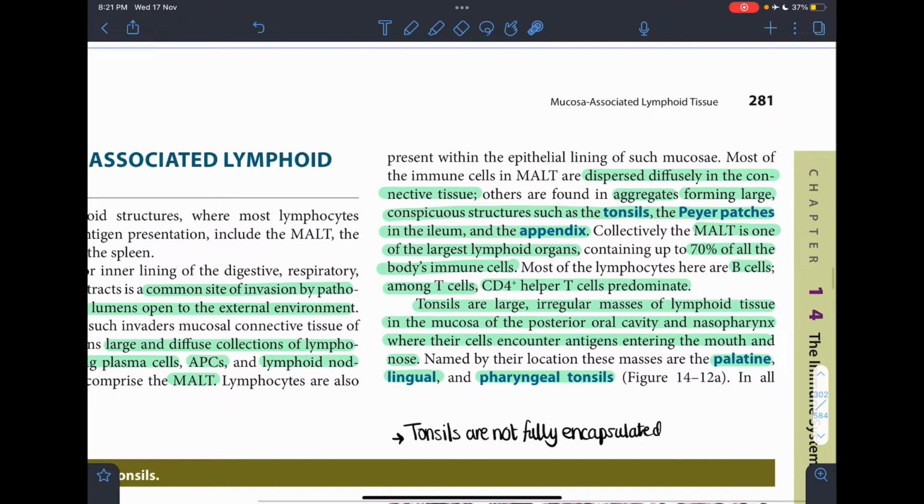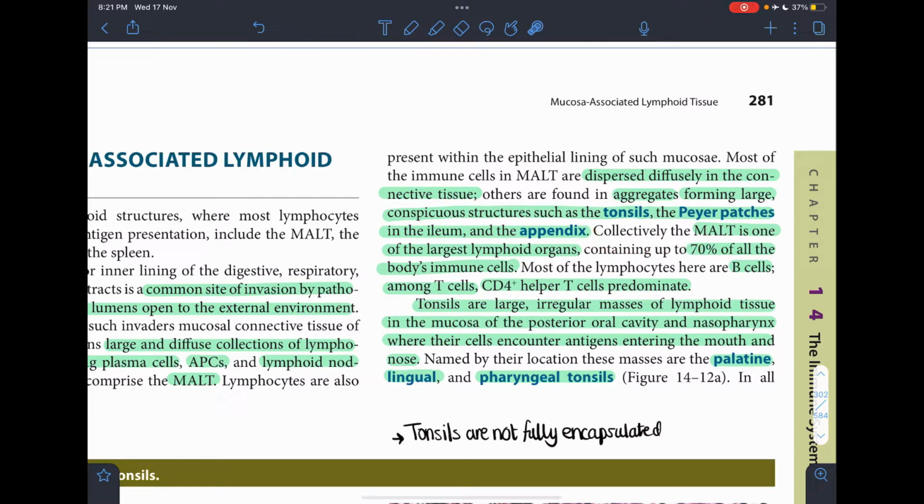Lymphocytes are also present within the epithelial lining of these tracts, and most of the immune cells in MALT are dispersed diffusely in the connective tissue. Others are found in aggregates forming large conspicuous structures such as the tonsils, Peyer patches, and the appendix. رح نحكي عنهم هلا.